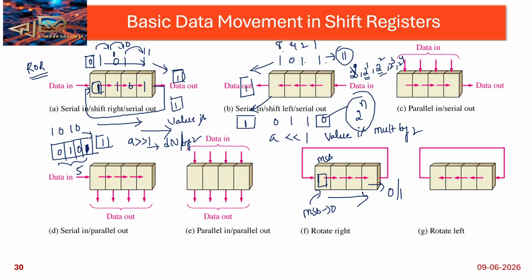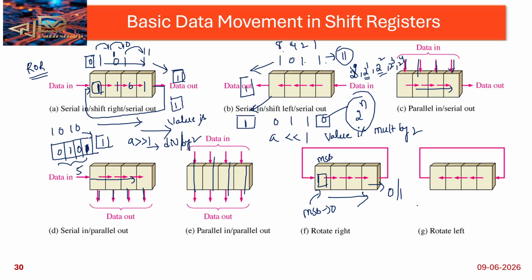See here, parallel in serial out. That means you are giving all the inputs in parallel, but the output will come out serially. That is parallel in serial out, and then serial in parallel out. So you are giving the input serially, and every time I am getting the output here. That is serial in parallel out. Parallel in parallel out means in a single clock cycle, all the signals come out whenever you give the input, and at that time only I am getting the output here.